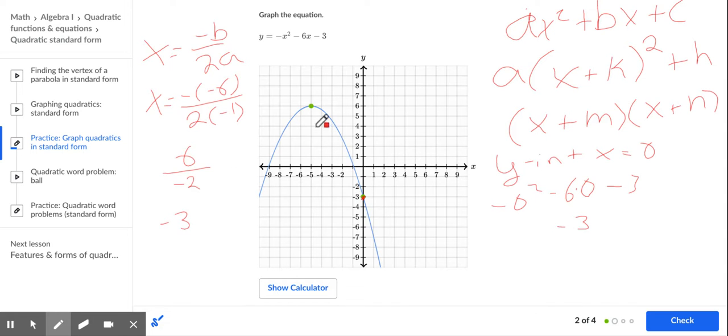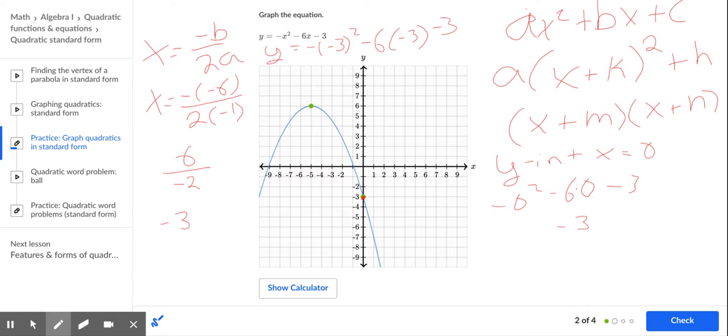So my vertex is going to be at -3, but I don't know what the y is yet, so I need to figure that out. What is the y value? I need to plug -3 into this equation to figure out what y is going to equal. So y is going to be -3 squared minus 6 times -3. I'm just plugging in -3 for x. So I'm going to put that in a calculator.